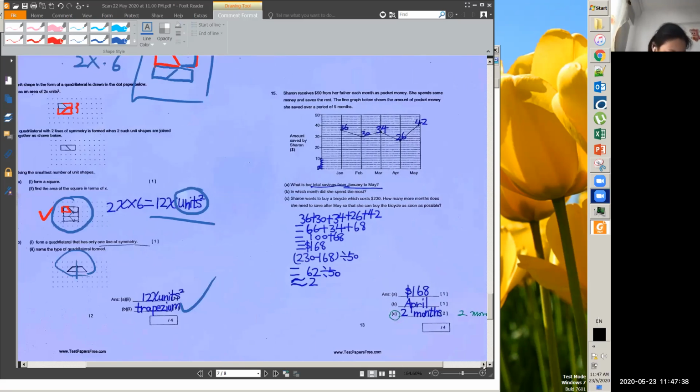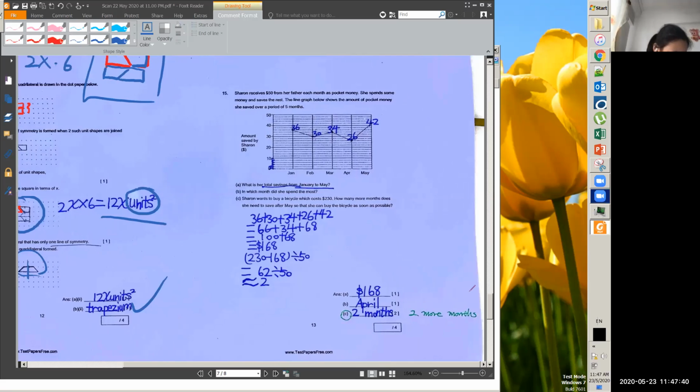Now let's look at this. So what's wrong with your part C? So it says Sharon wants to buy a bicycle which costs $230. How many more months does she need to save after May? So Sharon received $50 from her father each month. Okay. She spent some money and saved the rest. The line graph below shows the amount of pocket money she saved over a period of 5 months.